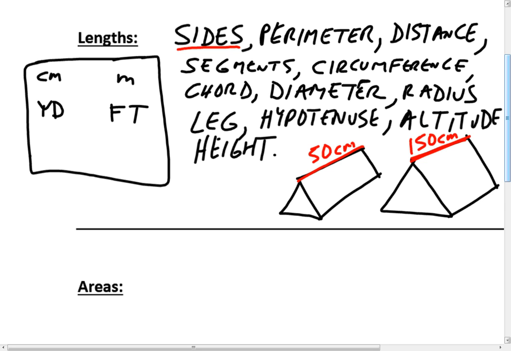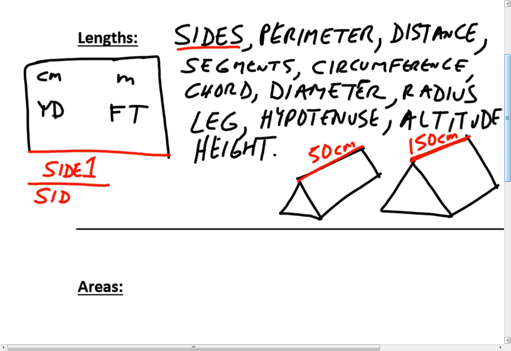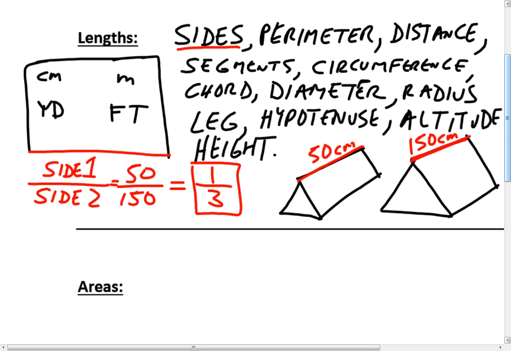I'm going to make a ratio. I'm going to take side 1 and put it over side 2. I'm going to get 50 over 150. Always try and reduce things. Okay. This is 1/3. We did this all during the year. What did we call that kind of ratio? Scale factor. A little bit louder? Scale factor. Write that down.